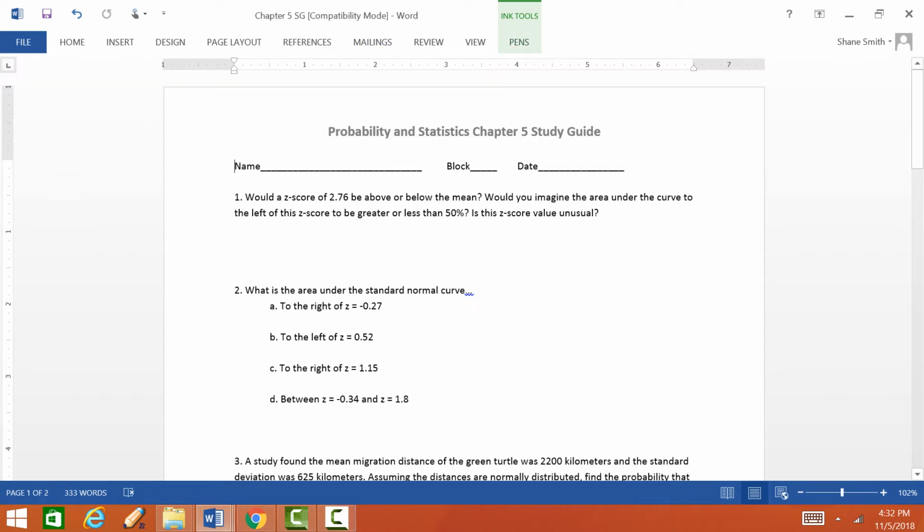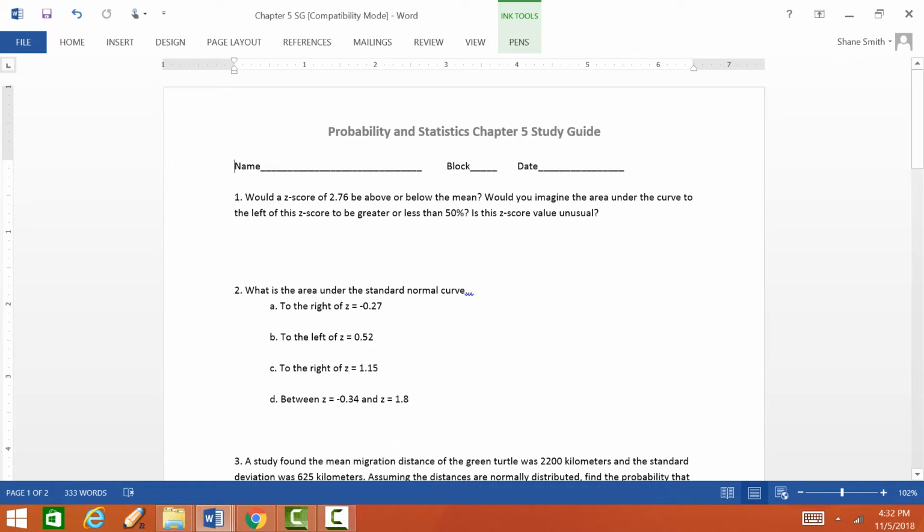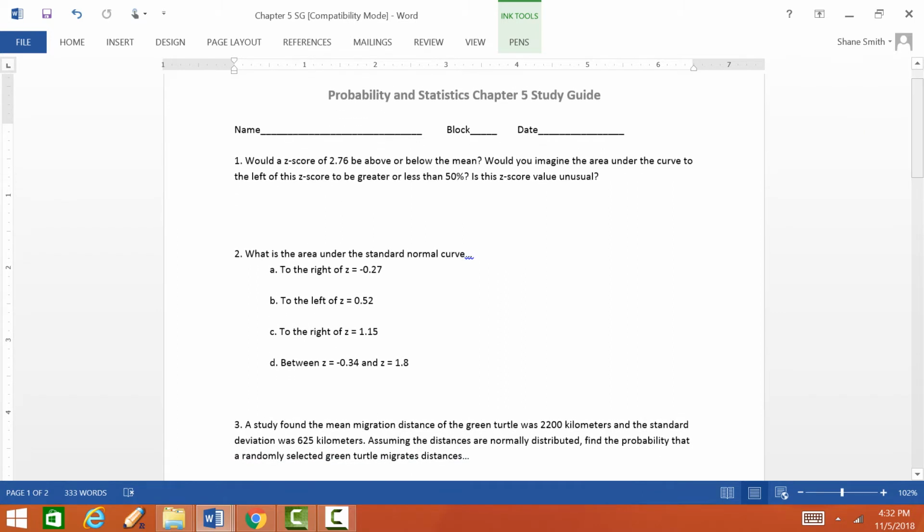Okay, this is me going over the Chapter 5 Probability and Statistics Study Guide. I'll also post the completed study guide so that way you can go back and look at the answers.